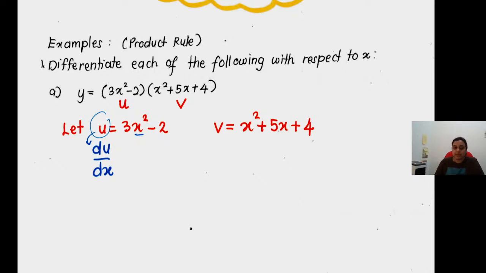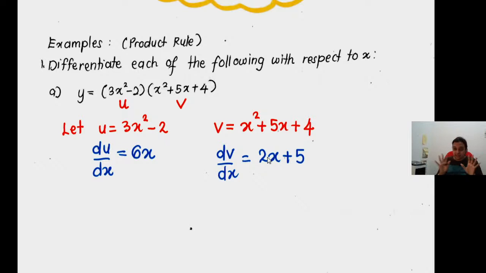Okay, differentiate, we get 6x here. The negative 2, nothing to differentiate, it is 0, just leave it. Then from here, let's move on to the v. This is dv dx. How do I know v is at the top? Because v is on the left-hand side, x is on the right-hand side. So now I differentiate, I'll get 2x plus 5.